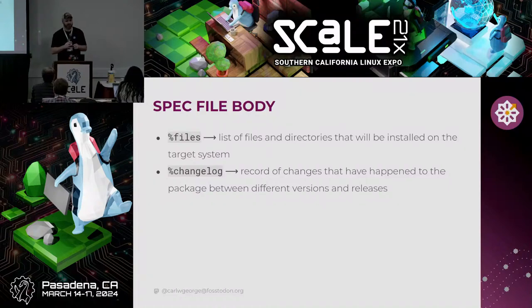The changelog is in a specific changelog format. You'll see it in the lab. That's where you're going to record changes that have happened to the package between the different versions and releases. You don't have to be overly verbose there. It could be as simple as "updated to the new version." I've seen some packagers try to jam the entire upstream changelog in there, and that's not what it's for. Fedora package guidelines actively discourage doing that, or might actually forbid it, now that I remember.